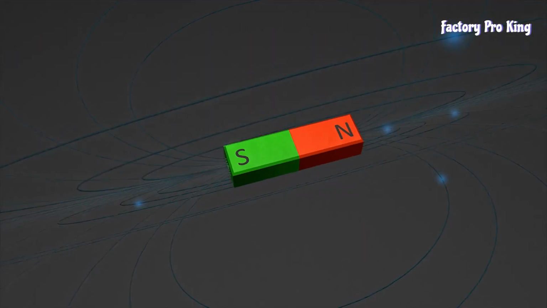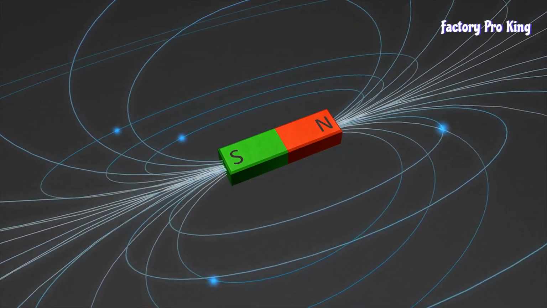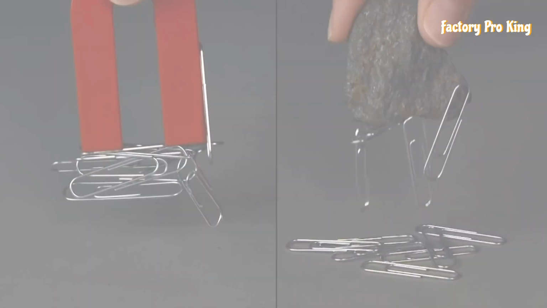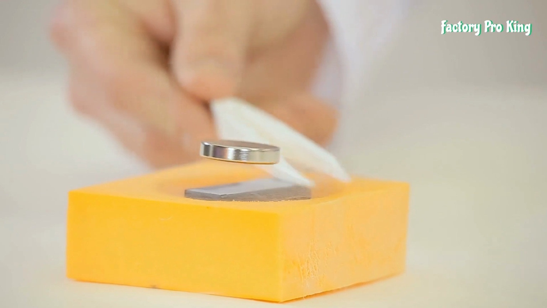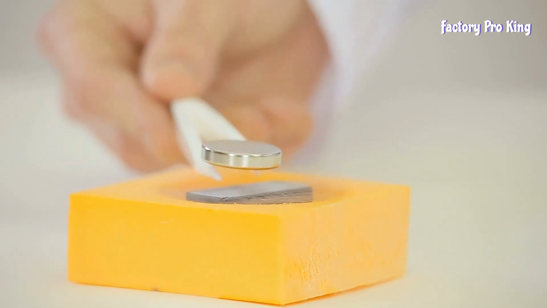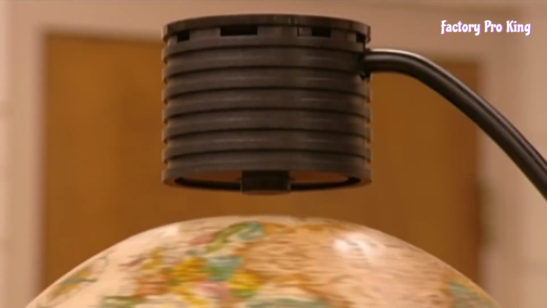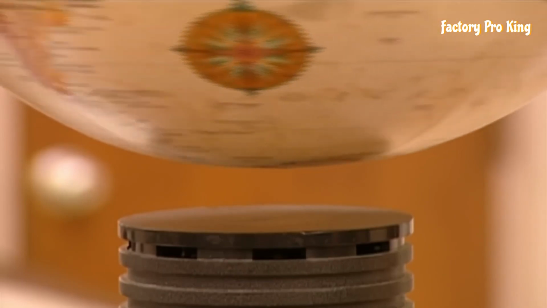Magnets have two poles, north and south. Opposite poles attract each other, while like poles repel. This fundamental principle governs the behavior of magnets and is the basis for many of their applications.